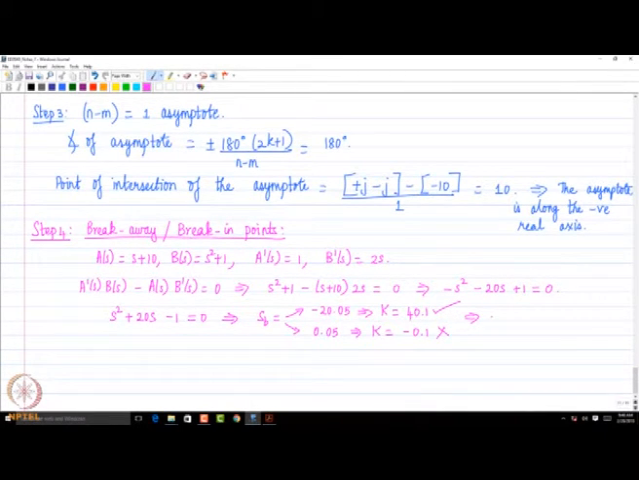So, s equals minus 20.05 is it a breakaway point or a break-in point? In this case, it's a break-in point. I'll explain why, where K is going to be equal to 40.1. That's what we will get from this analysis. Now the question becomes, why is this a break-in point?